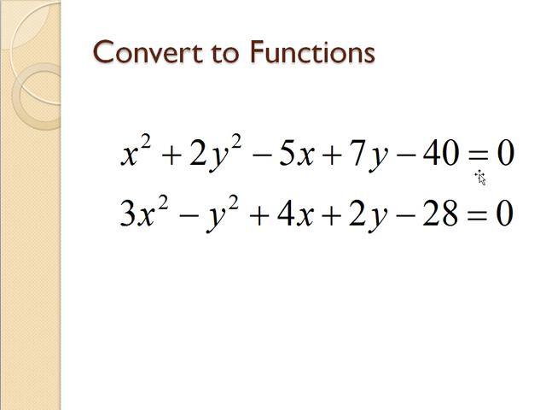The first thing we have to do is convert these to functions. So Matlab wants to zero out functions as opposed to solve equations. So we just move the 40 and the 28 from the right side to the left side. And then we have two functions. So x squared plus 2y squared minus 5x plus 7y minus 40. That's the first function of x and y, and then the second one is below. And when we find values of x and y that make both those functions 0, then we have a solution.